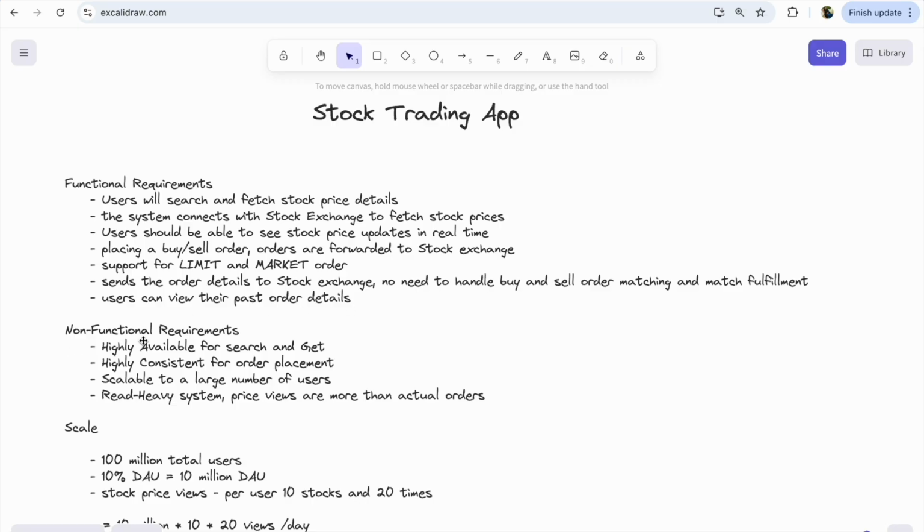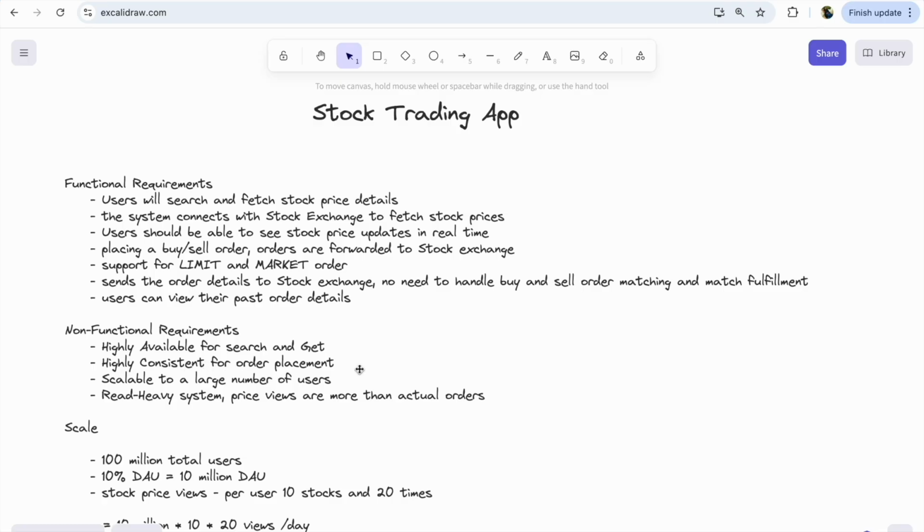Next, let's discuss the non-functional requirements. Highly available for search and get. So viewing the stock prices should be a highly available operation. It's okay if you are not getting the very latest data. We'll see how consistent we can make it, but viewing the stock prices should be a very highly available operation.